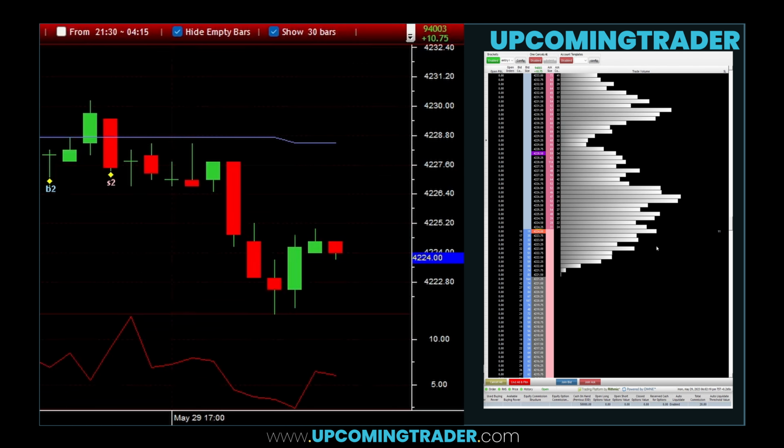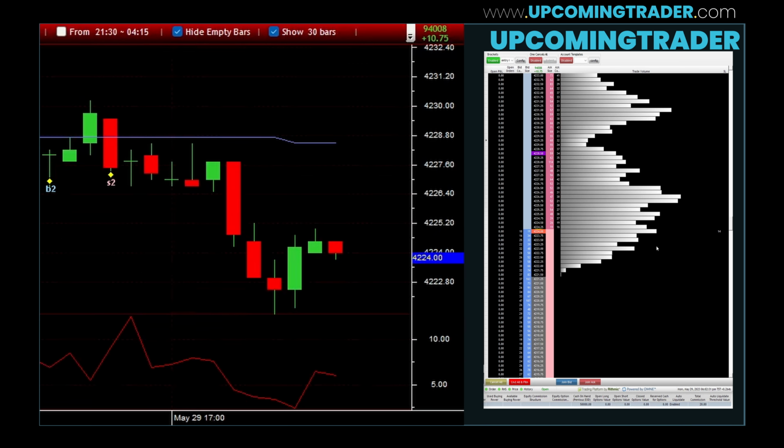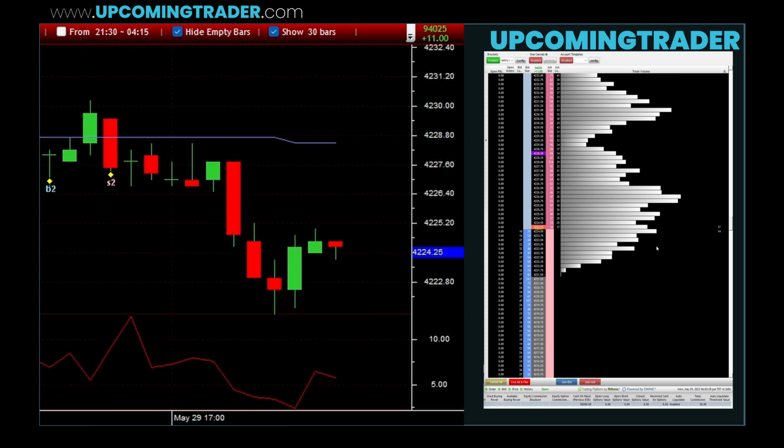Here are a few practical tips for using TPO charts. First, always focus on the value area. The value area high, low, and point of control are the most important levels. Watch closely how the price interacts with these levels. You can often find great trade setups here.